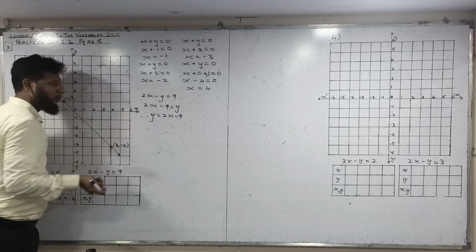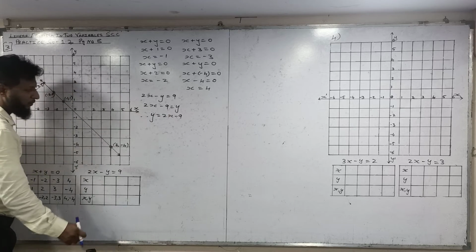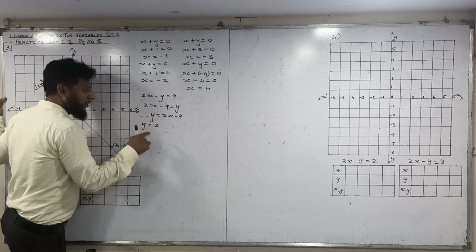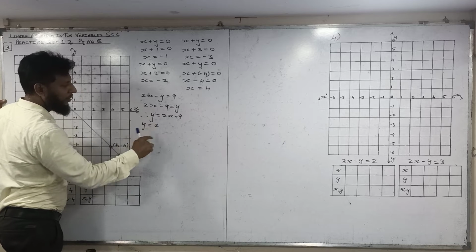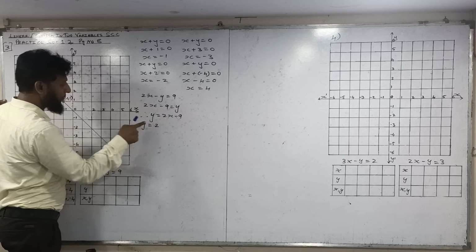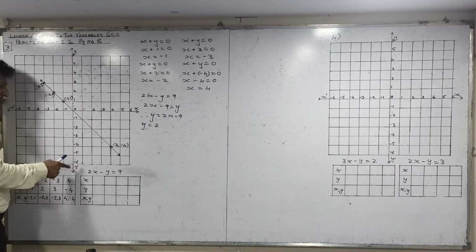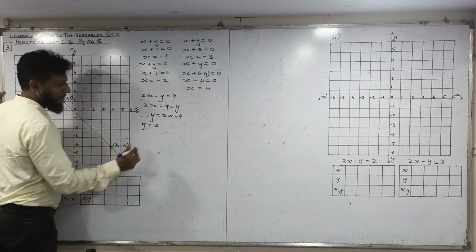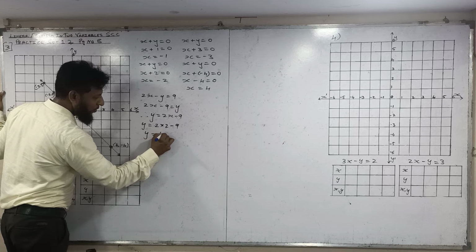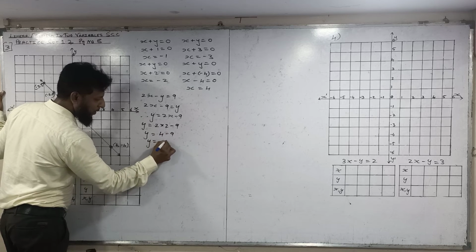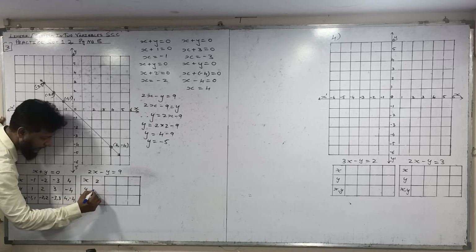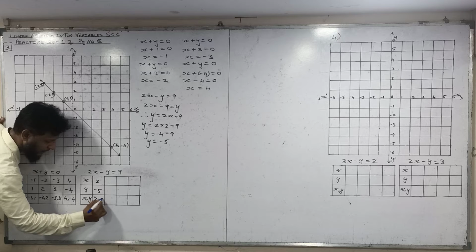Now it is simple, just put the value of x and you will get the value of y. So now I am taking x value 1, so I will get 2 ones are 2, and minus 9, minus 7. I can't plot that on the board, you can do it in your graph, because I have only till minus 6, not minus 7. So I will take x value 2. So y is equal to 2 2s are 4 minus 9, y is equal to minus 5. So when I am taking x value 2, I am getting y value minus 5, 2 and minus 5.